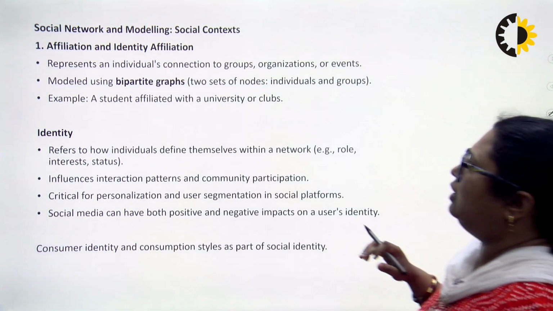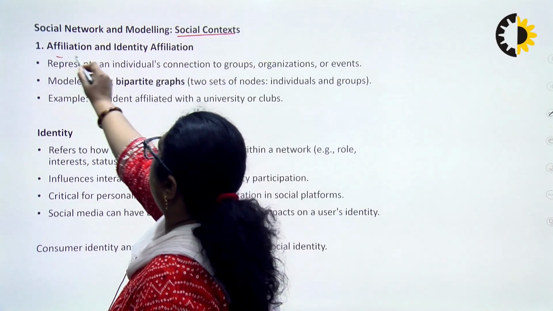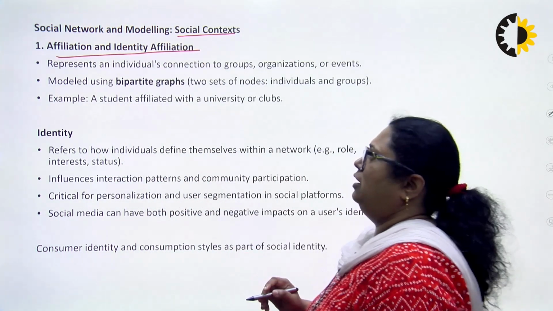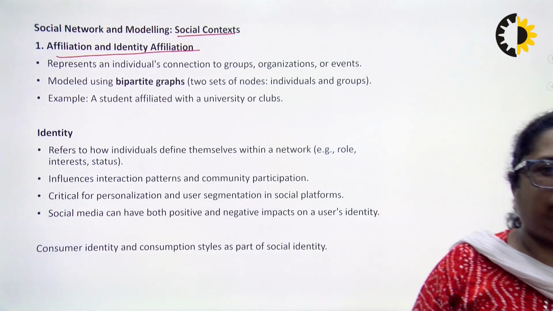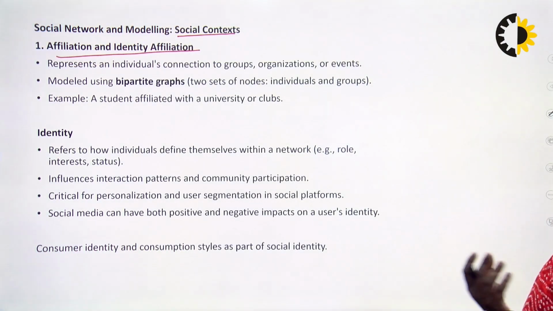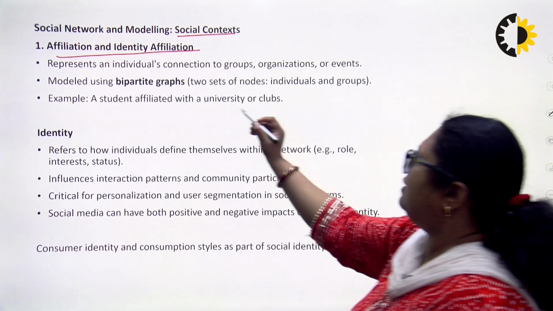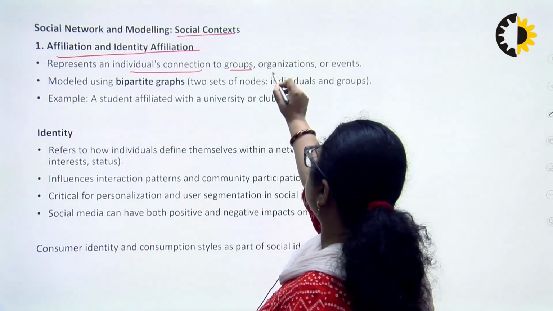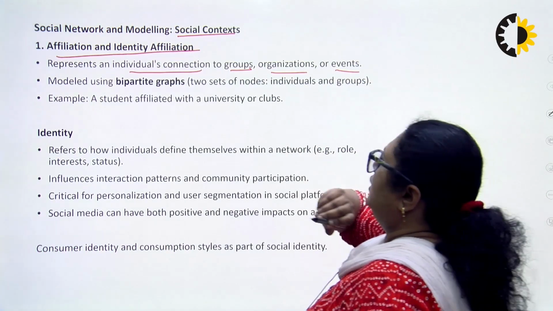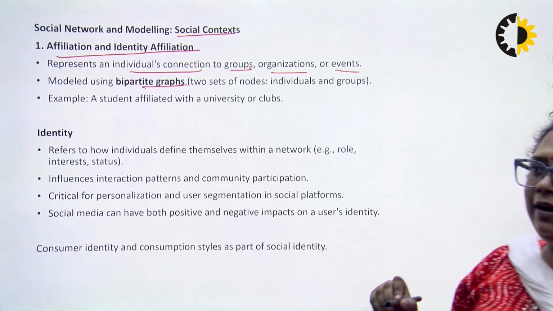First of all, in social context, we will be covering affiliation and identity. So what do you mean by affiliation? Affiliation means association with some entity. It represents individual connections to groups, organizations and events. It is represented by a bipartite graph.